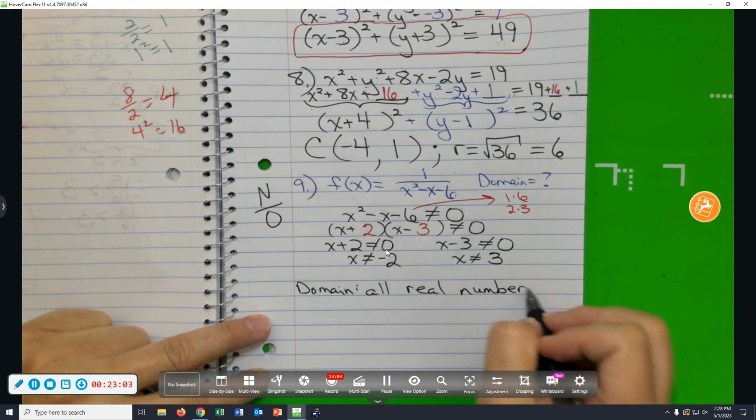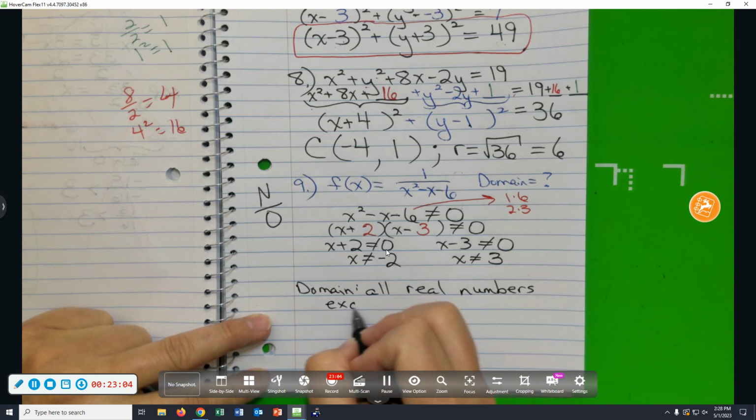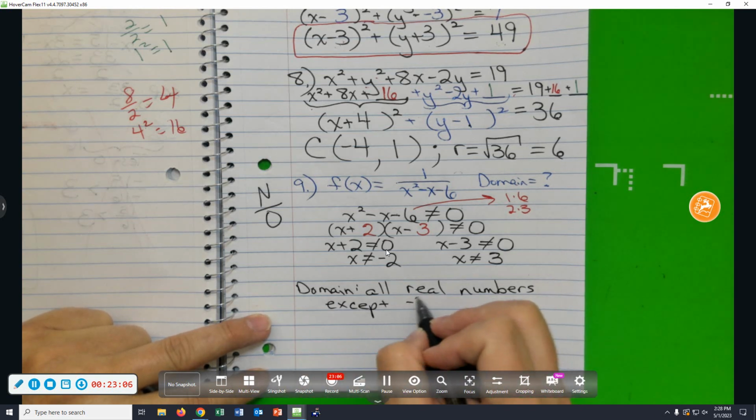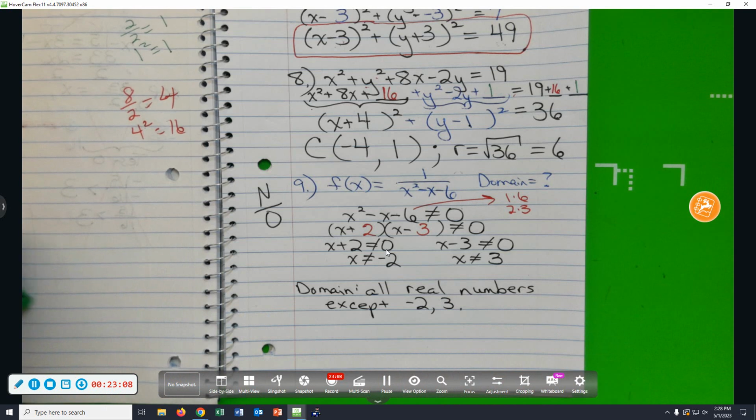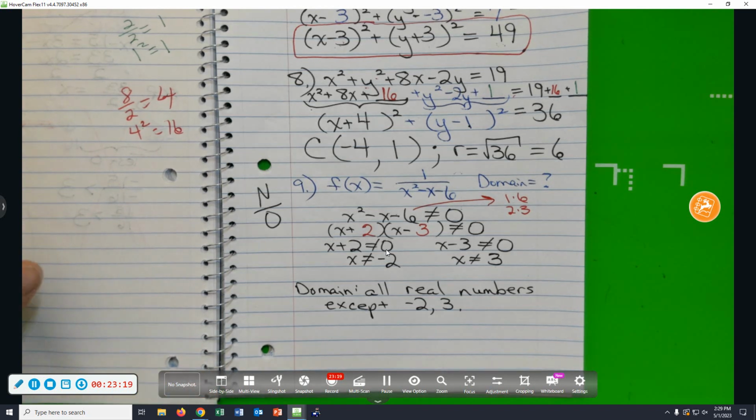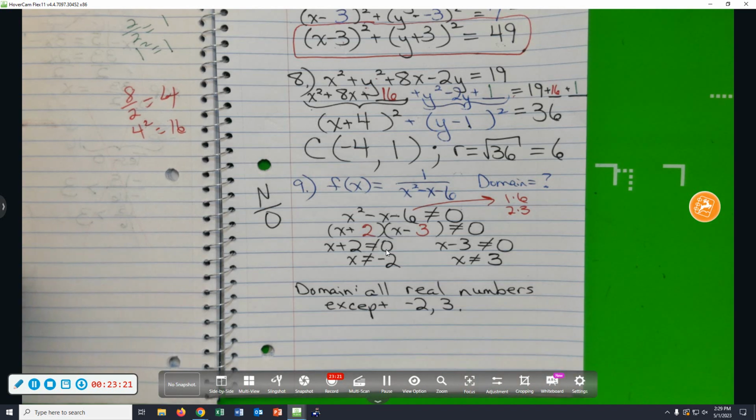Back in the olden days, all real numbers except negative 2 or 3. Could you plug in 50 million for x? Yeah. Could you plug in pi for x? The only numbers you can't plug in are negative 2 and positive 3.